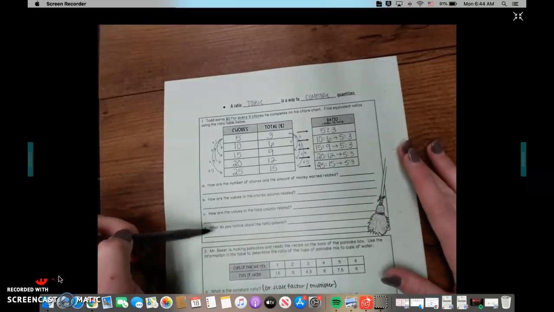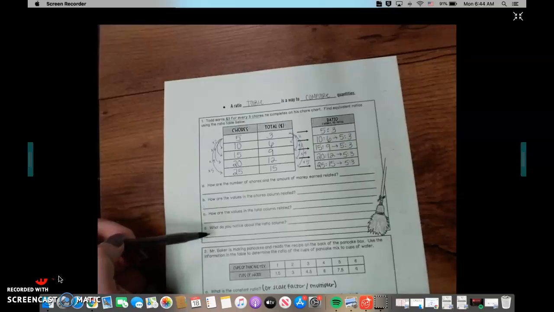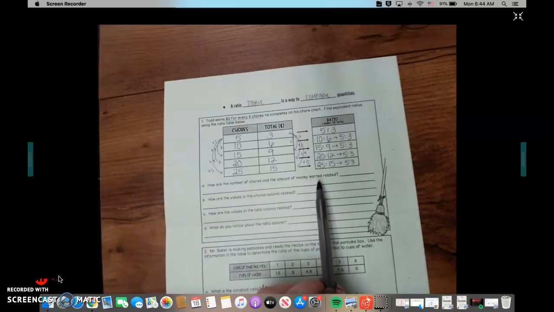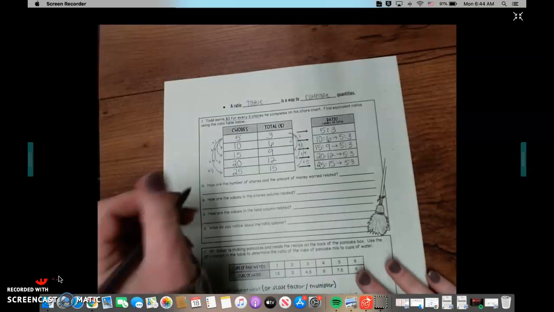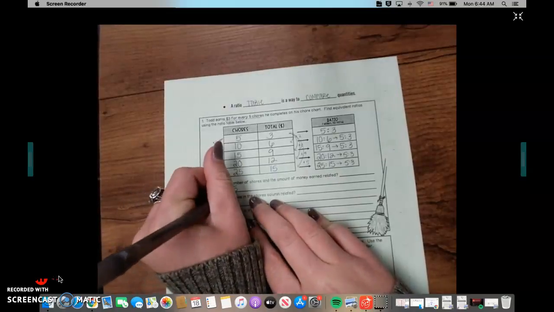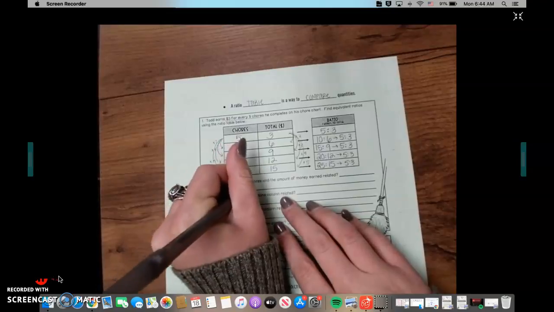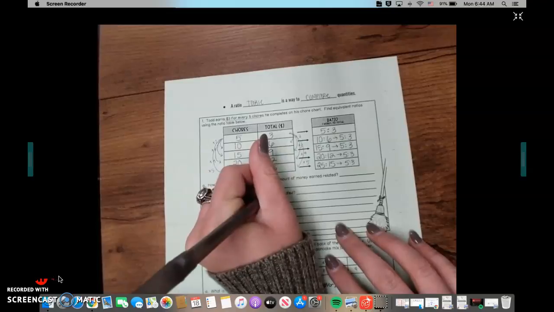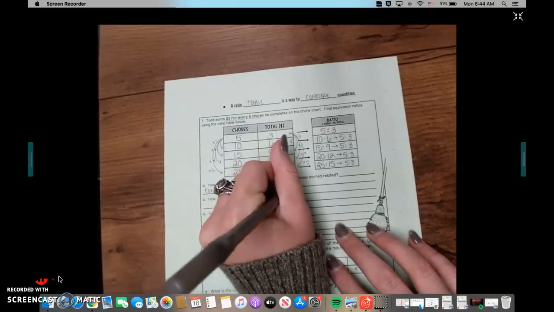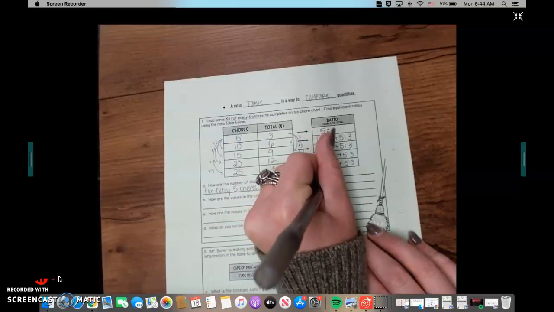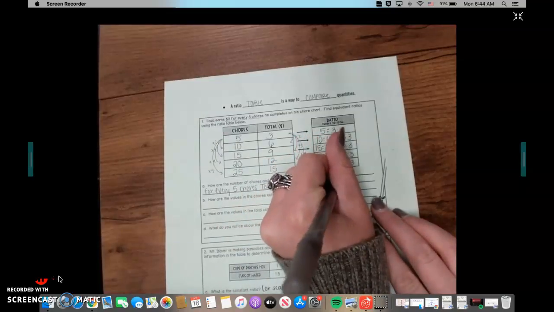So now let's go ahead and look at some of these questions down below. How are the number of chores and the amount of money earned related? So what we're looking for is: for every 5 chores Todd completes, he earns $3.